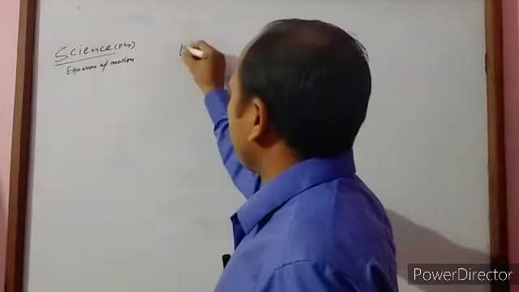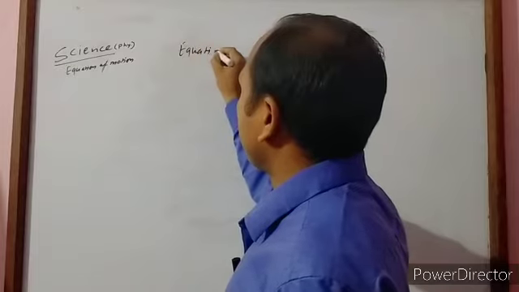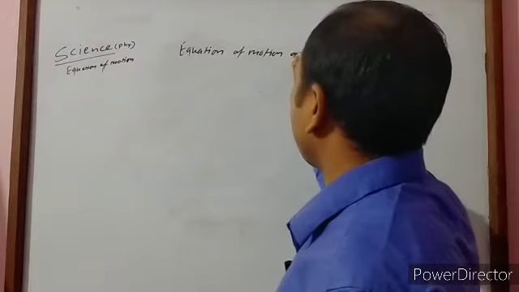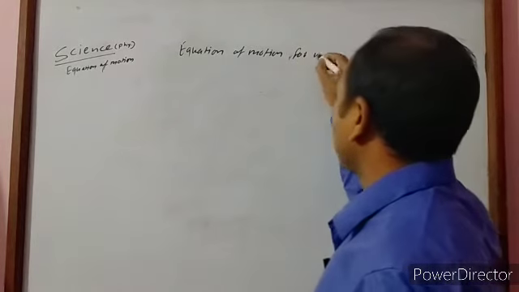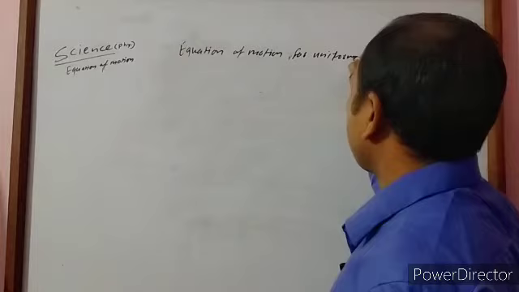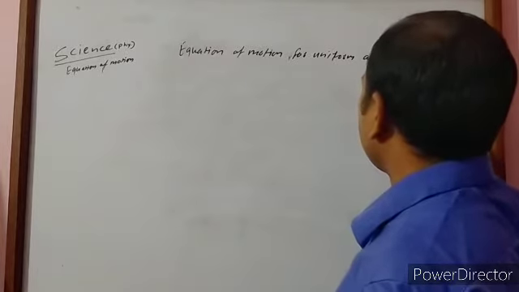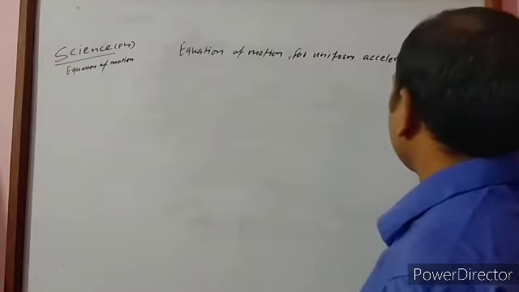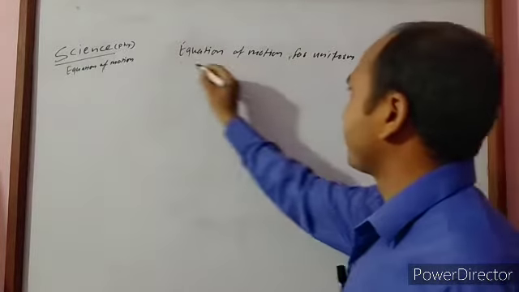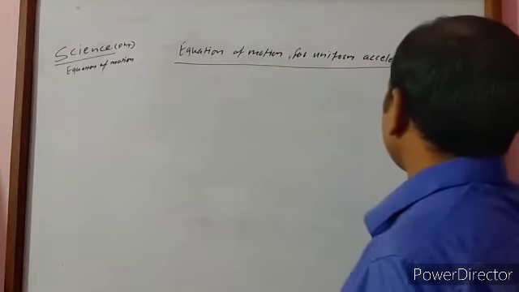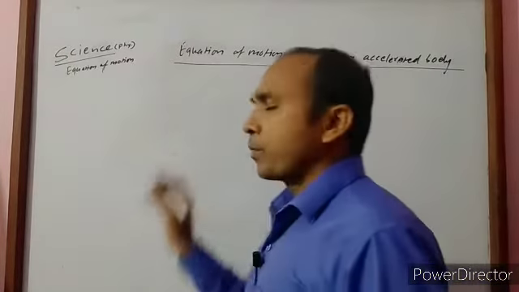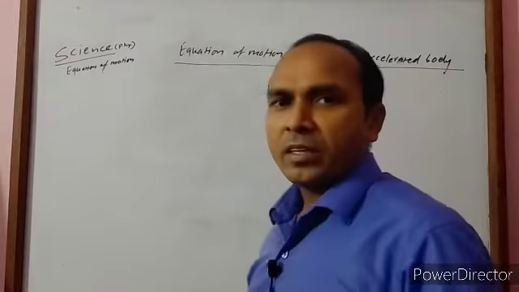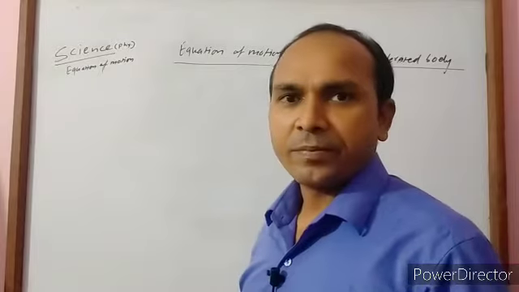Equation of motion for a uniformly accelerated body. Okay. Suppose a body is moving with a uniform acceleration.